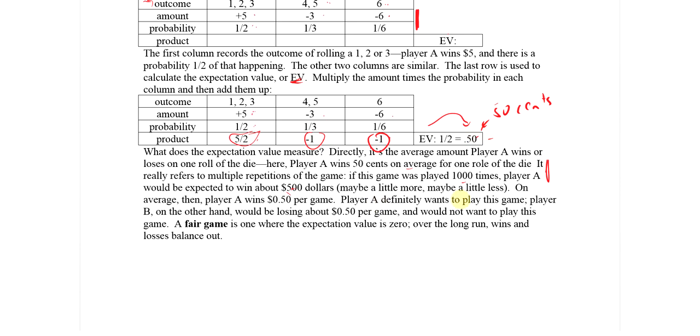So player A would definitely want to play this game because they win 50 cents on average. You play 1,000 rolls of the die, you win $500. Player B, whoever player A's opponent is, would be losing 50 cents a game and would not want to play the game. So what's a fair game? A fair game is where the expectation value is 0. Over the long run, winning and losing balances out. Player A doesn't expect to win anything over the long run, and player B doesn't expect to win anything over the long run.